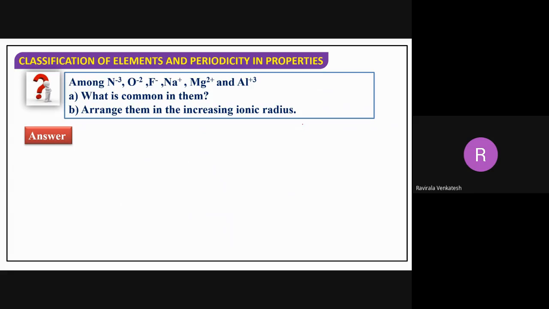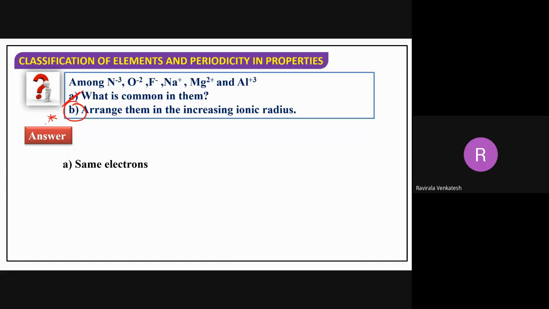Now, this is the question for you: N-3, O-2, F minus, Na plus, Mg plus 2, aluminum plus 3. What is common in these? Number of electrons. They are isoelectronic species. The common thing is the number of electrons. First thing is completed. Next, the second thing: if you arrange them in increasing order, this type of question you will get in examination. This is the main thing.